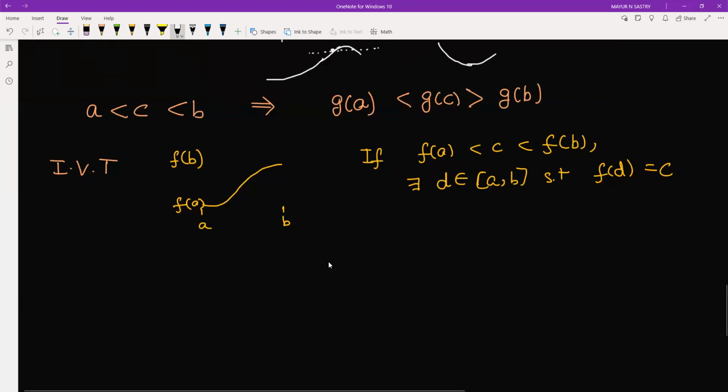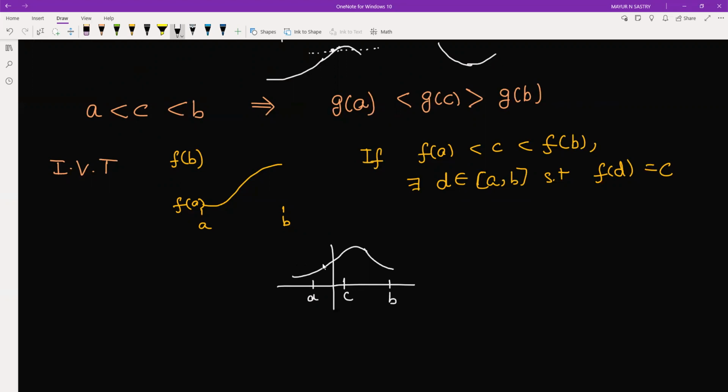Let us visualize case 1. So you have something like this. Suppose you take a point A, you take a point C over here, and then you take a point B over here. So it's easy to see that A less than C less than B, but G of A is less than G of C, and that is greater than G of B. Why is this not possible? We'll just apply IVT, the intermediate value theorem, twice.